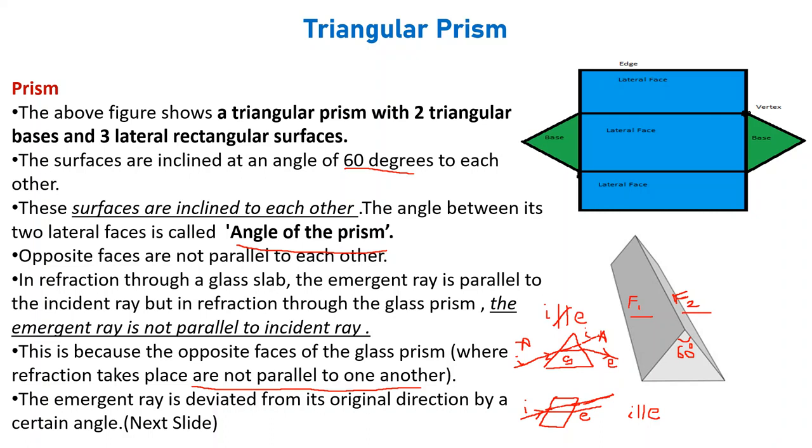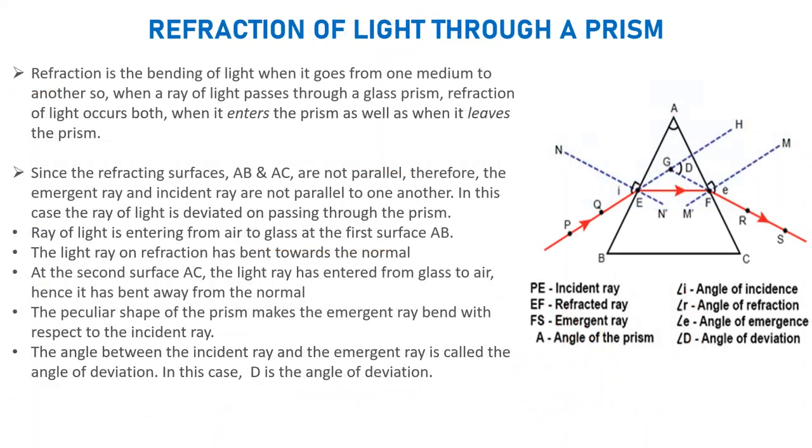That is why the angle of incidence is not parallel to the angle of emergence in the case of a triangular prism. Now let's do the refraction of light through a prism. So we need to go through this diagram, a very important topic. Refraction of light through a prism.